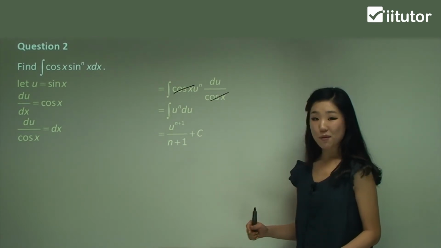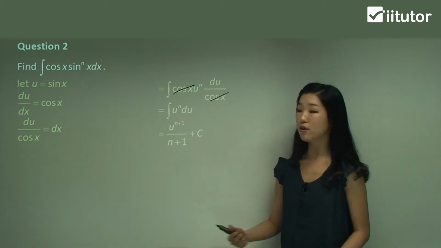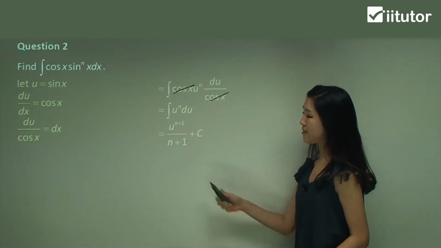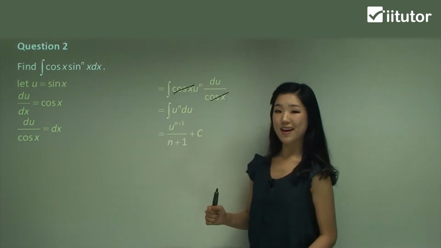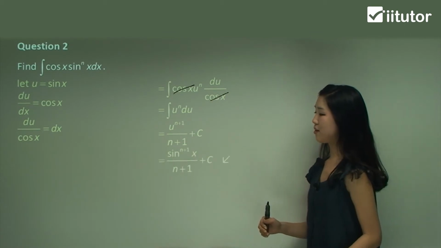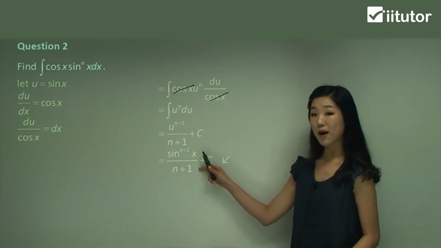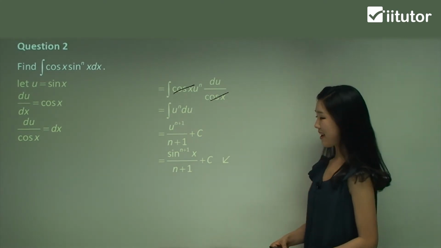But I hope you guys can tell me we're not going to stop there. We don't want to find our answer in terms of u. We want to solve in terms of x, right? Because remember how u equals sine x? So I'm simply going to replace that u with sine x. So it becomes sine x to the power of n plus 1 over n plus 1, plus c. And that's our final solution. Have a look, guys.